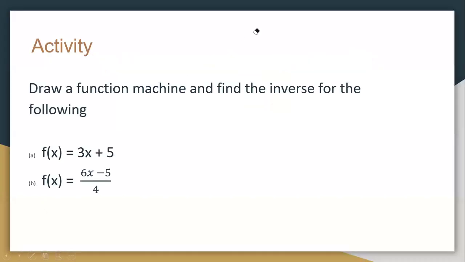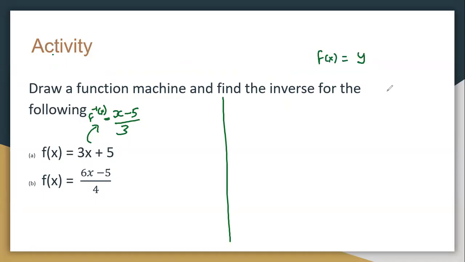When you look at the answer you got for your inverse for this one, the answer we had was x minus 5 divided by 3. This was our f inverse of x. Now, if I'm to do it algebraically, the first thing we do is that your f of x is the same as y. So you say y is equal to 3x plus 5.